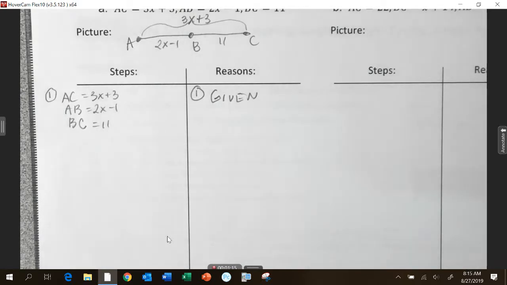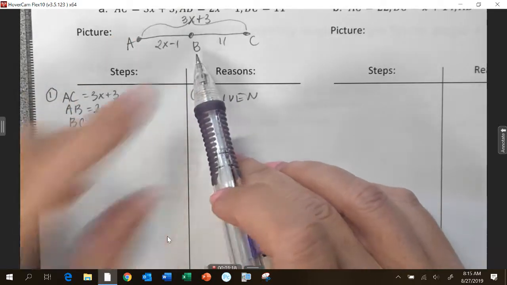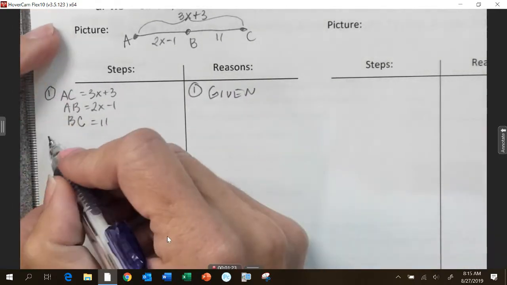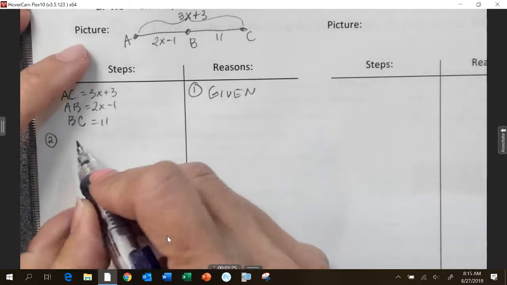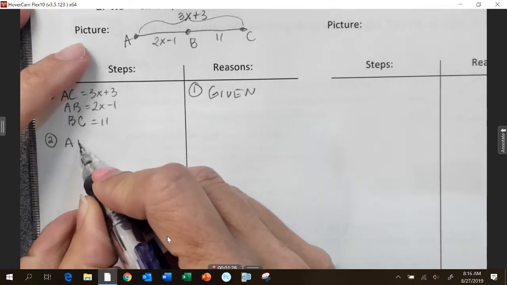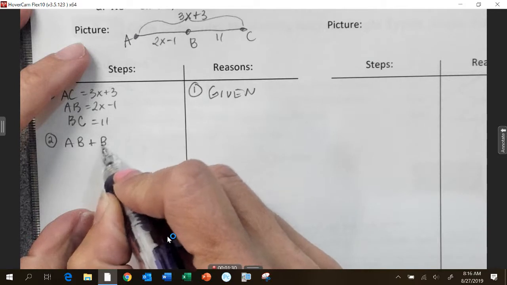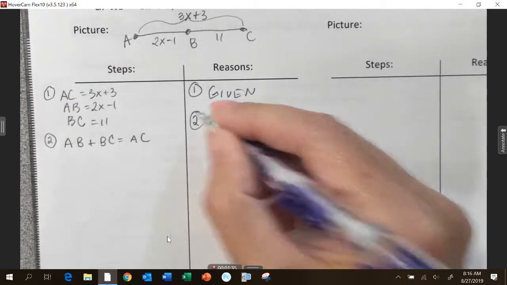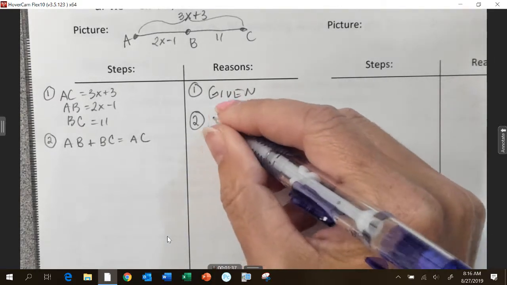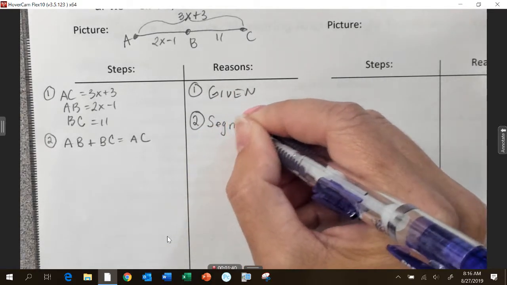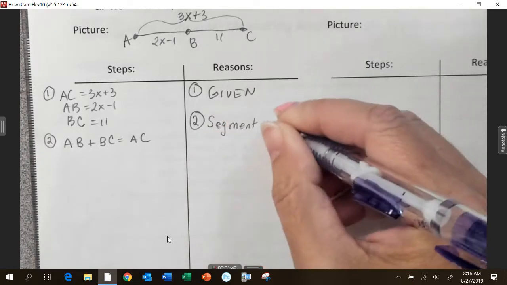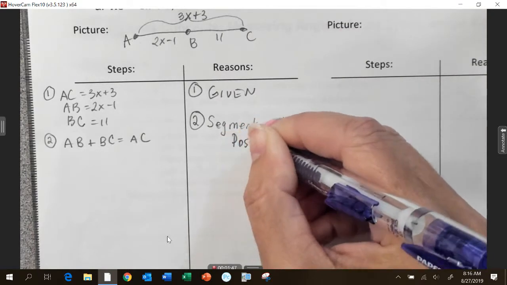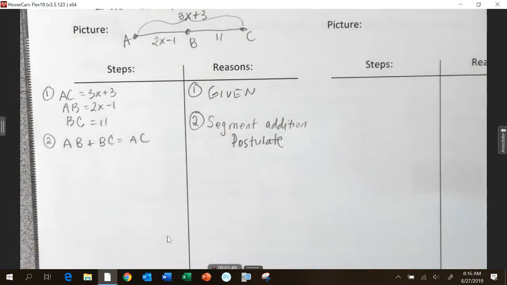Okay, so now we need to solve for x, but to do that we're going to use what we learned yesterday, the segment addition postulate. So that's where I'm going to go next. I'm going to say number 2 is going to be AB plus BC equals AC. And I know that is true because of segment addition postulate.